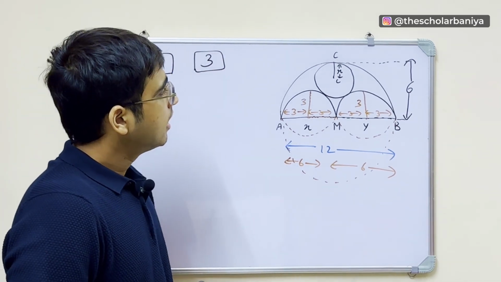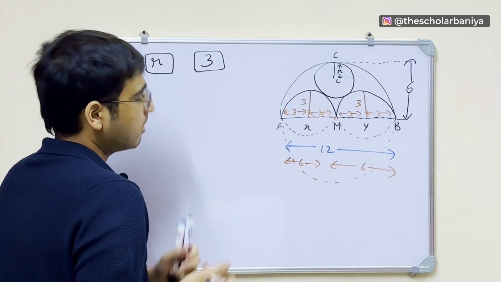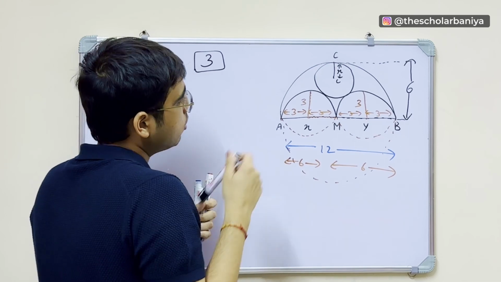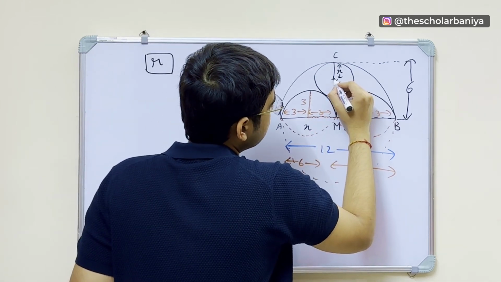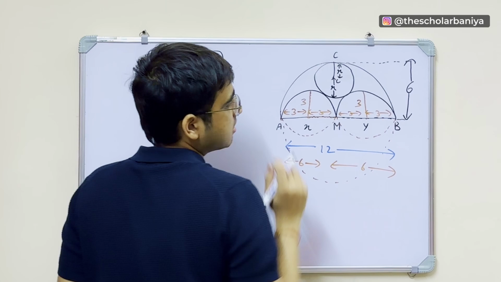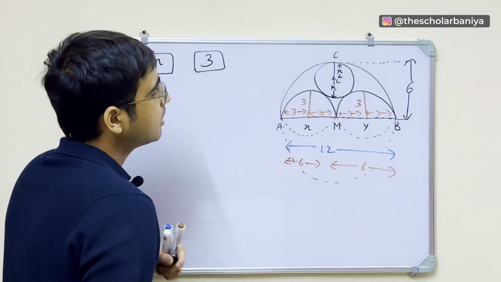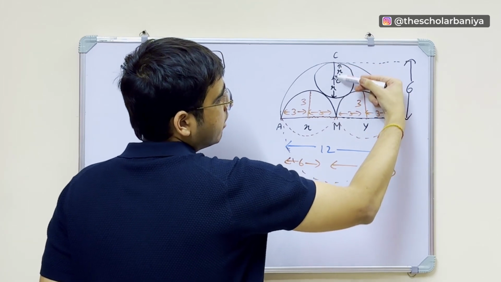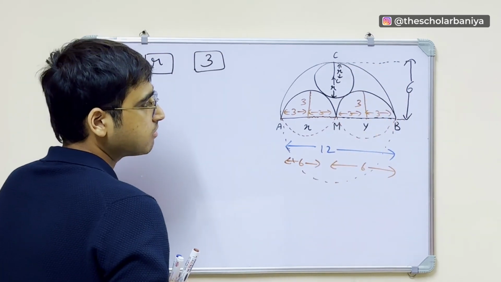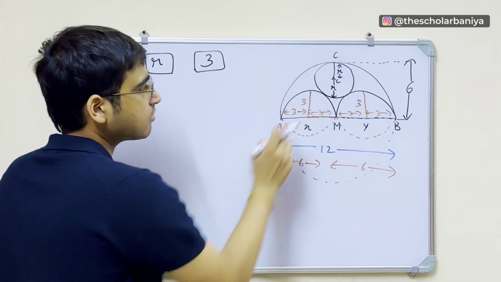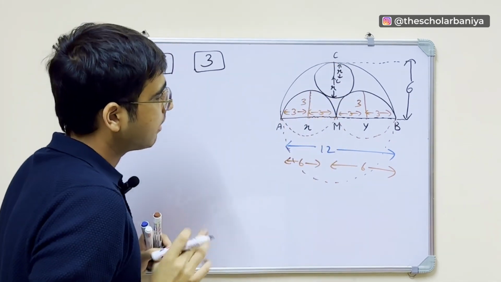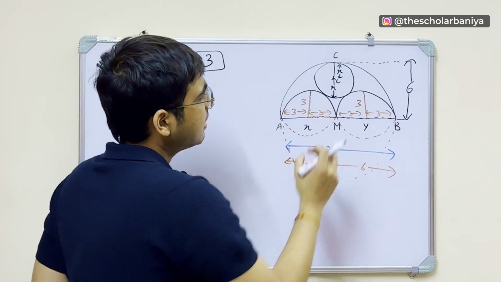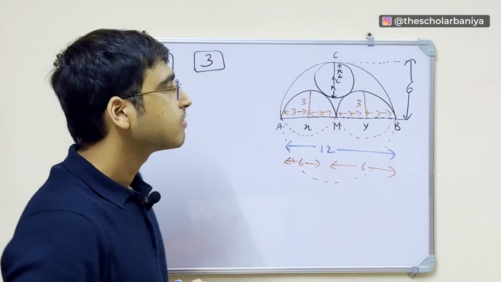Okay. Now tell me one thing, right? This is r, so obviously this will also be r, again the radius, right? So this entire thing will be 2r. Now tell me one thing. This is 3, right? And this is 6, right?